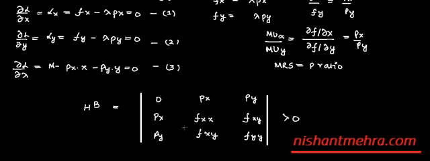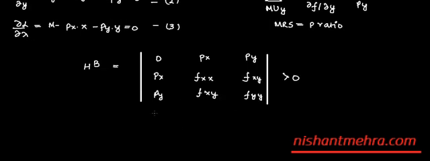So what you will have, let's calculate this determinant, is minus px times the determinant of fxx, fxy, fxy, fyy. And one more thing which I haven't told you, that fxy, it should be actually fyx, but they are equal by Young's theorem.